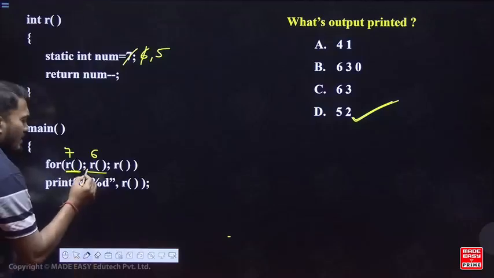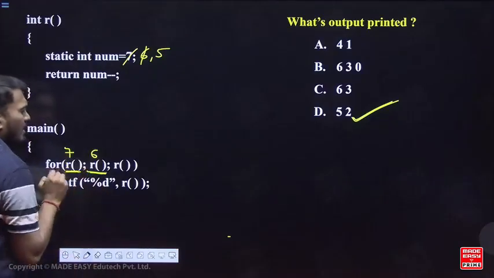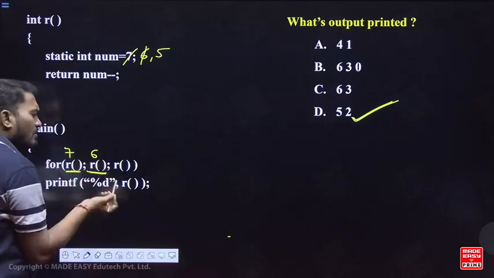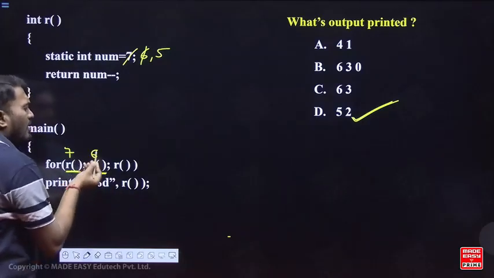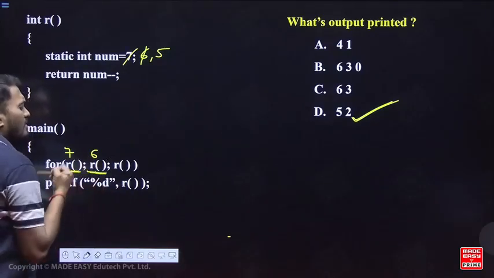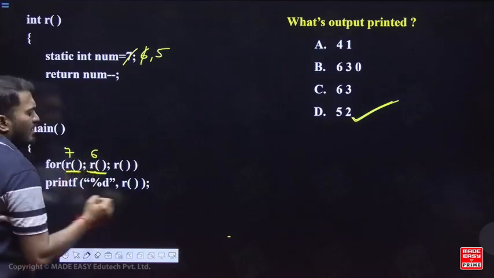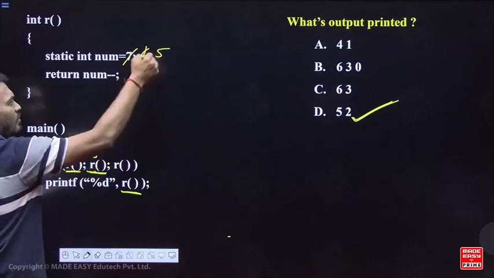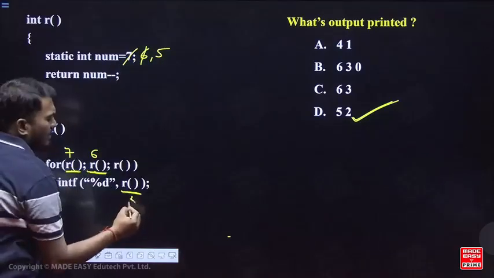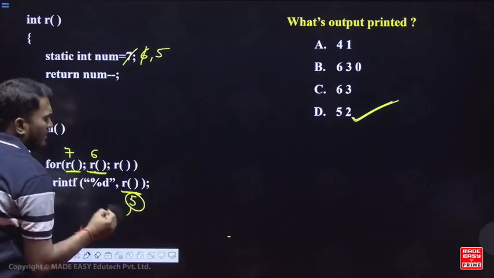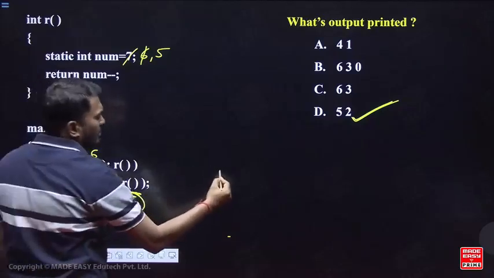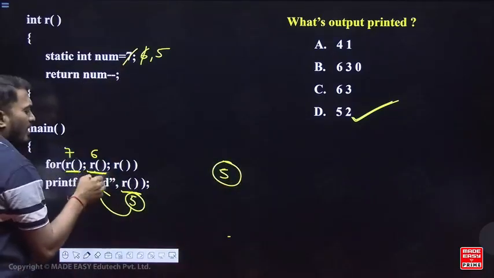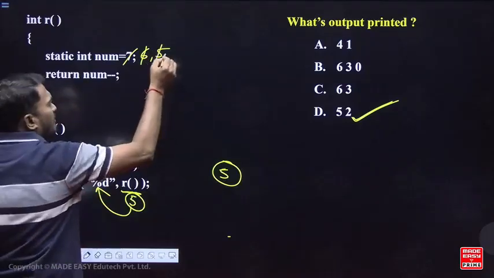Now tell me, when 6 is returned, is 6 treated as true or false? True, because non-zero means true. All non-zero is true. It is true, so you go inside. Now you call this function R. What will it return? What is the value now? 5. So it will return 5, and whatever is returned will be printed on the screen. So the first output prints 5, and afterwards, because of post decrement, it will become 4.